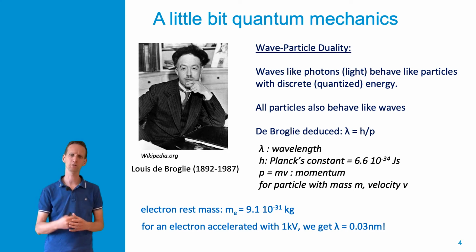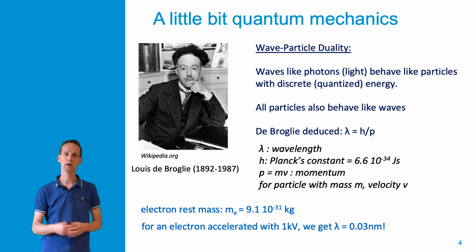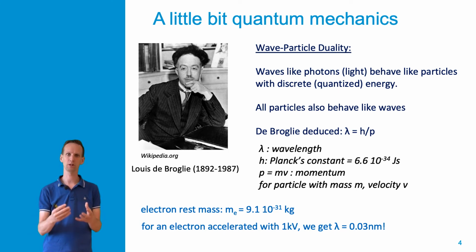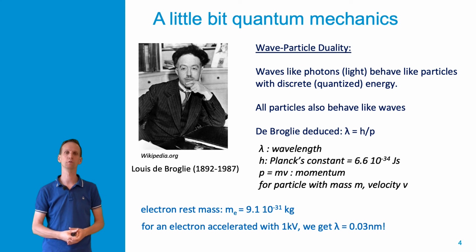Now if we insert the rest mass of an electron, which you see depicted here is on the order of 9 times 10 to the minus 31 kilograms, and we assume an electron accelerated by a potential of order of 1 kilovolt, so the electron has an energy of 1 kilo electron volt, we can get to a wavelength of 0.03 nanometer. So if we would manage to focus electrons on a sample and collect a signal from that focus beam, we could have a focus as small as 0.03 nanometer based only on the diffraction limit. So this sounds as the perfect solution for our problem.